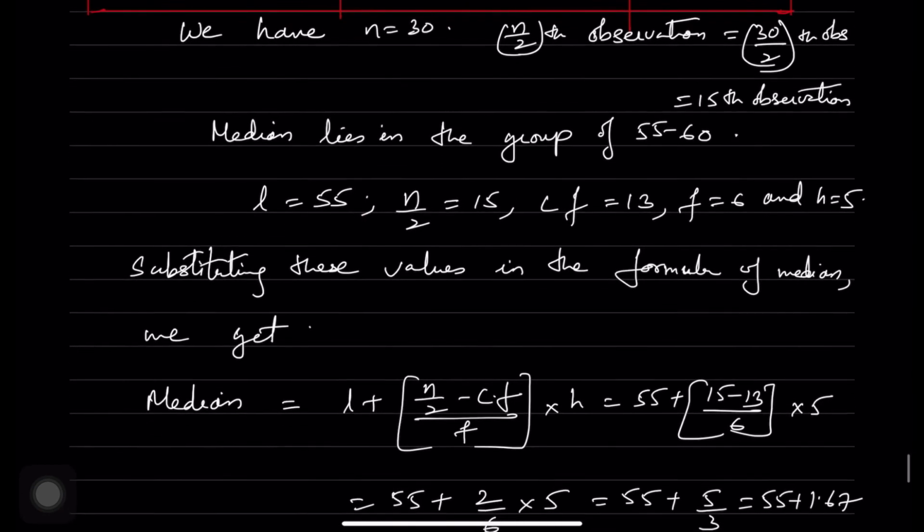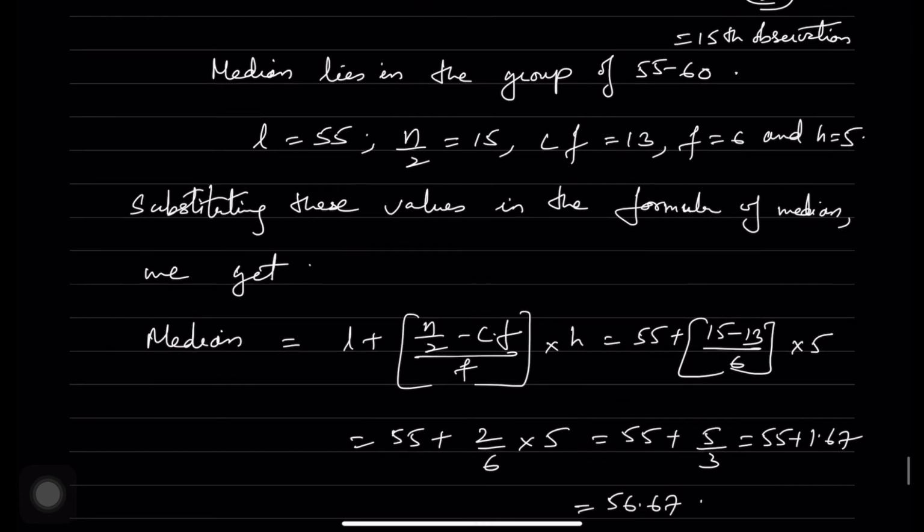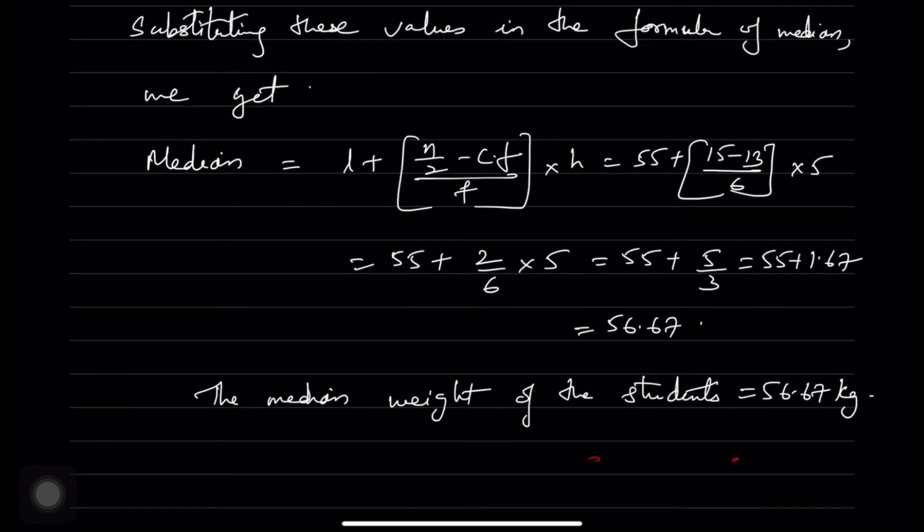Median lies in the group of 55 to 60. So L is 55, n by 2 is 15, CF is 13, F is 6 and H is 5. Substituting these values in the formula, median is equal to L plus (n by 2 minus CF) by F into H. So we get 55 plus (15 minus 13) by 6 into 5, which is 55 plus 2 by 6 into 5, which is 55 plus 5 by 3, which is 55 plus 1.67. So the median weight of the students is 56.67. So this is how we find mean, median and mode.